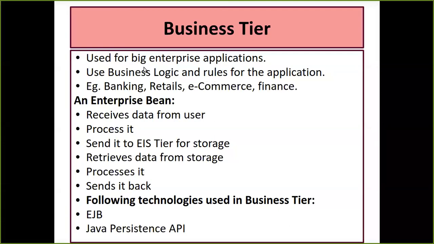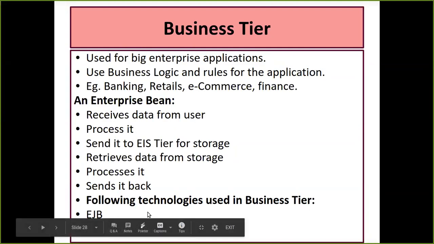It is used for big enterprise applications, and it is going to use business logic. I told you what business logics are. If I give you an example of an enterprise application, you can use it for banking, for retail, for finance. The major task of this particular tier is to receive the data from the user, process it, and send it to the last tier, that is your data tier or EIS tier. It will retrieve the data from the storage, process it again, and send it back to the client.